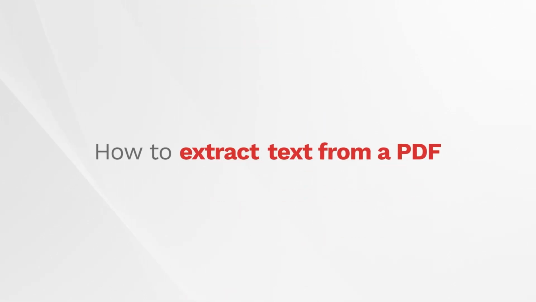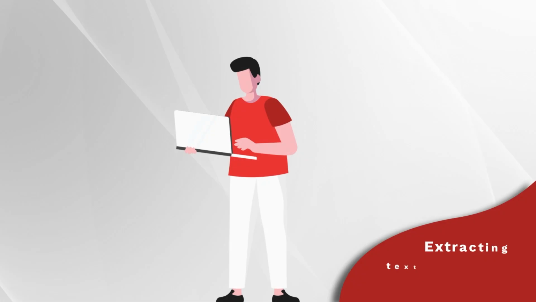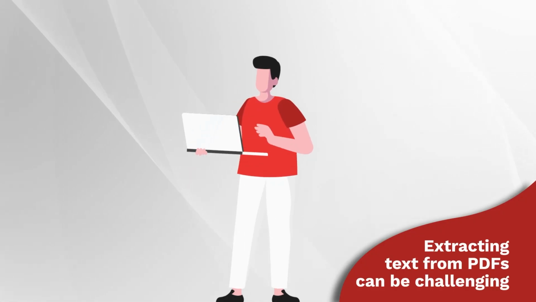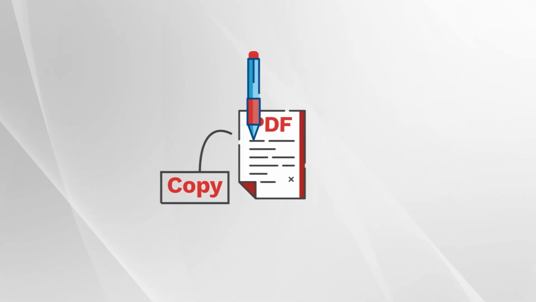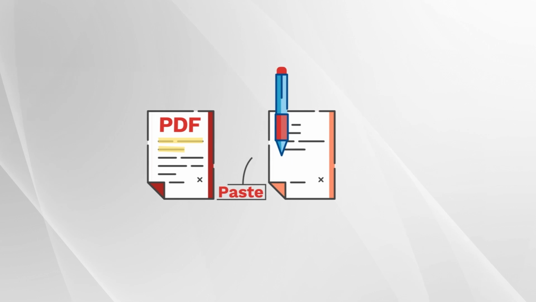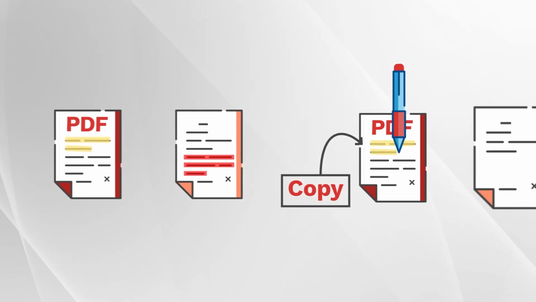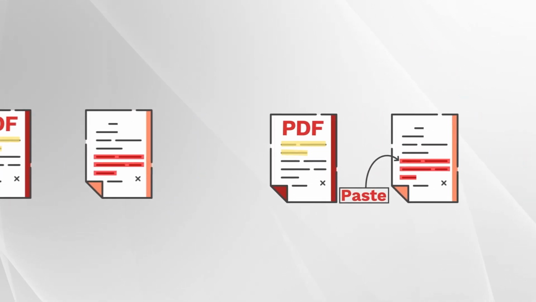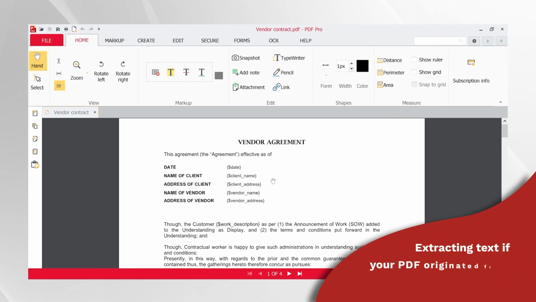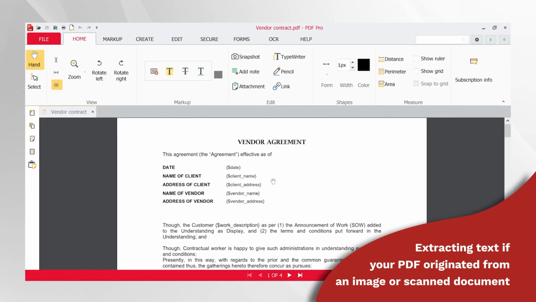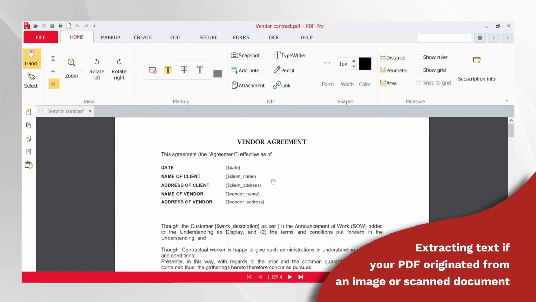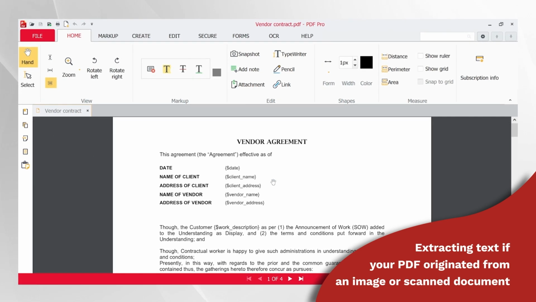How to extract text from a PDF. Extracting text from a PDF can be challenging, particularly when the file was created from an image or a scanned document. Luckily, PDF Pro comes equipped with the necessary tools to extract text from virtually any PDF, regardless of how it was created. To extract text from a PDF that originated from an image or scanned document, you will need to have PDF Pro plus OCR.